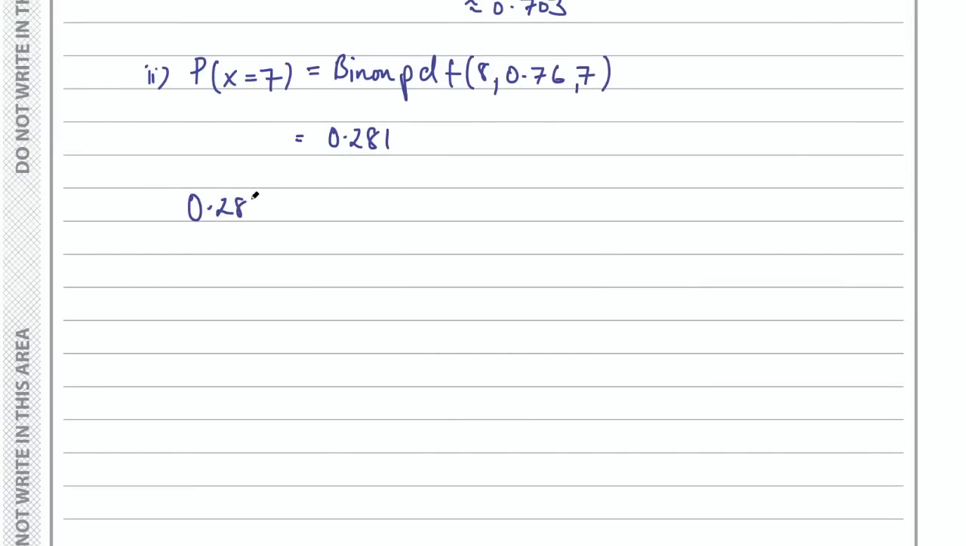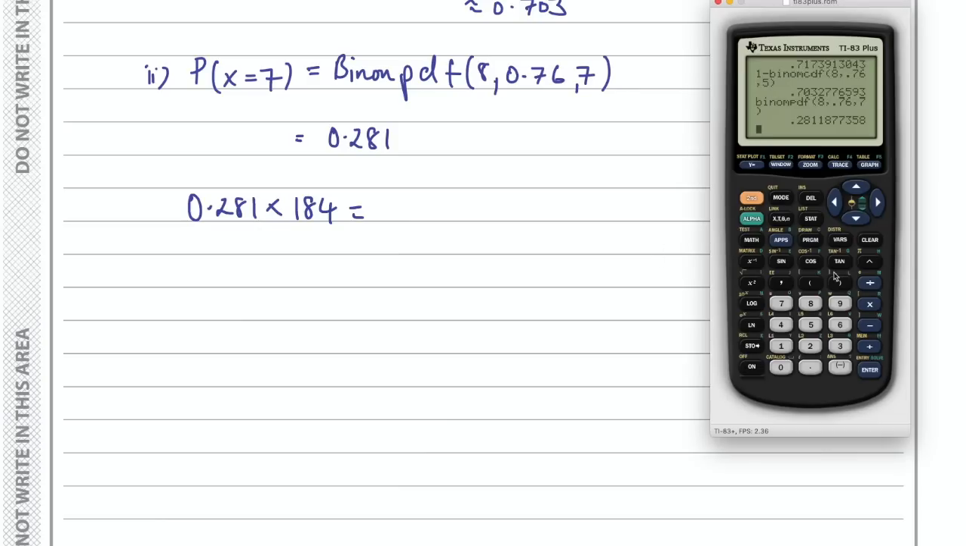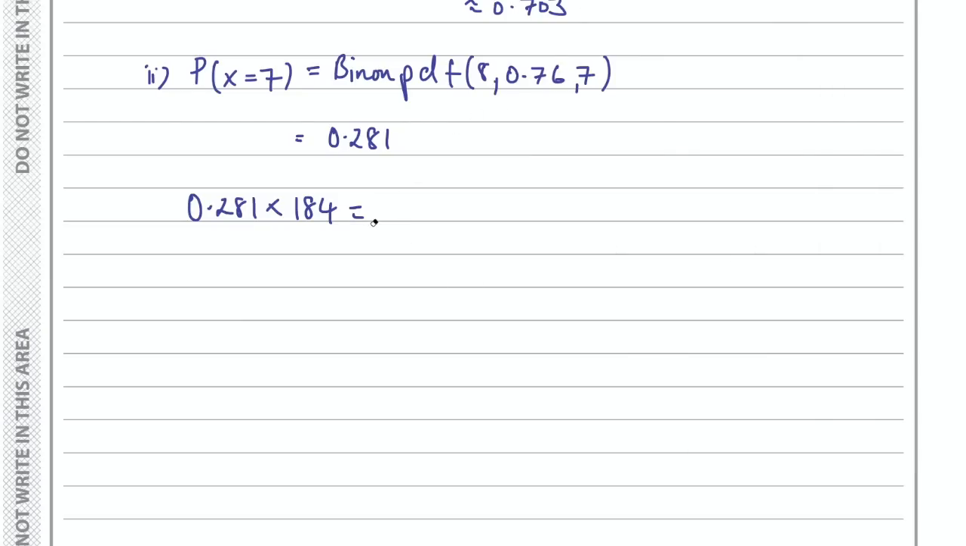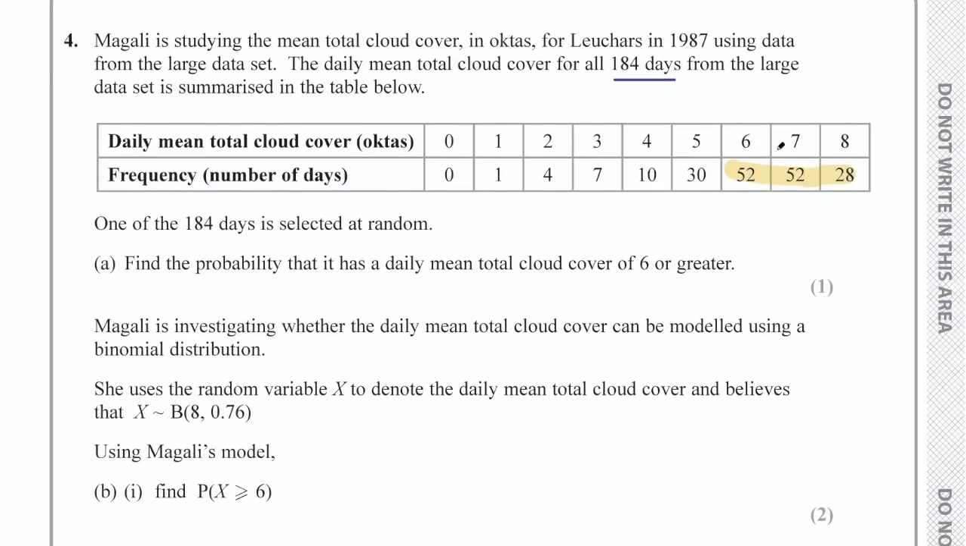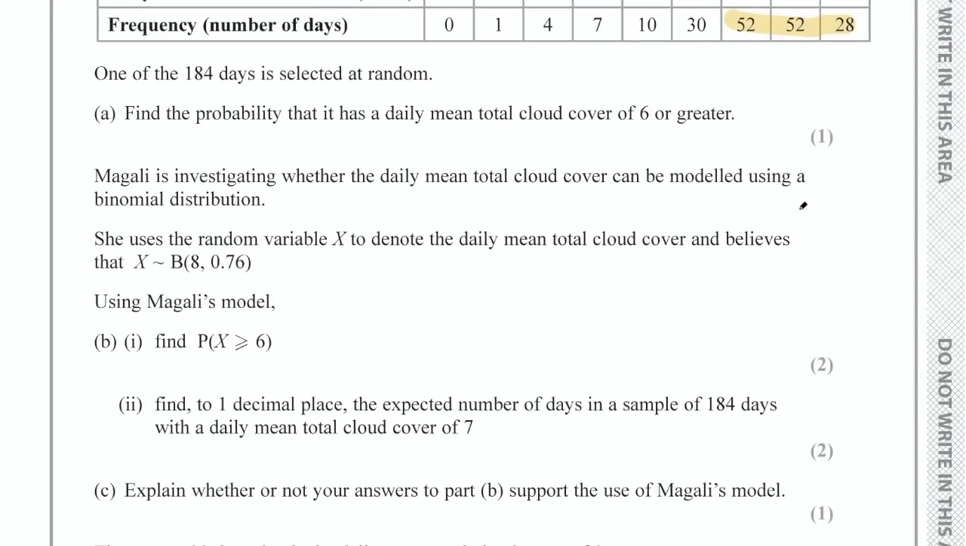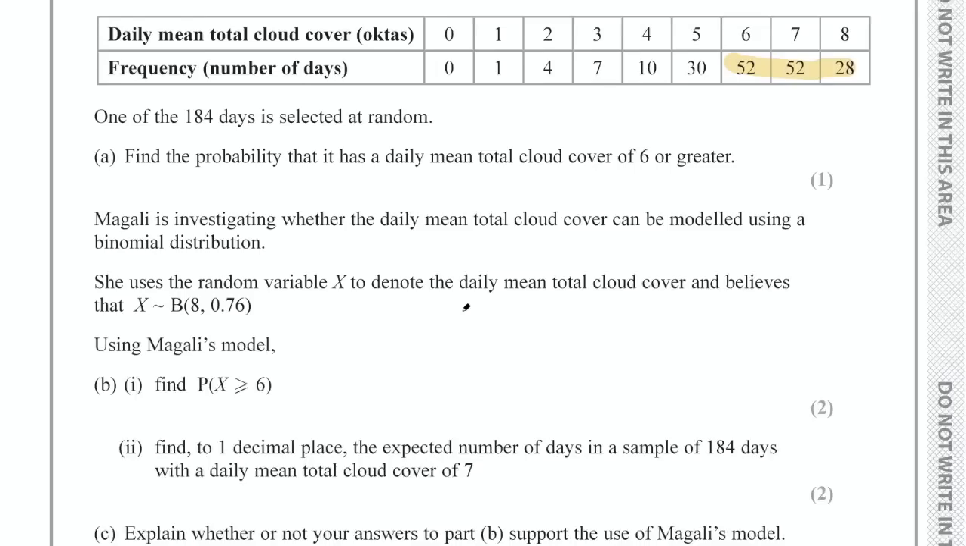So 0.281 times 184. Let's do that. That gives me 51.7, or 51.72 to 3 significant figures. Okay, so that's approximately 51.7 days with a cloud cover of 7. So comparing that to the data, that's pretty good as well, pretty close for a binomial distribution model.